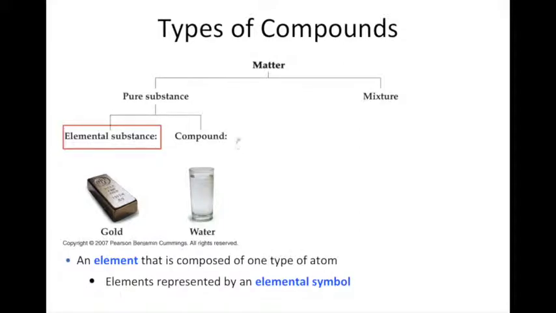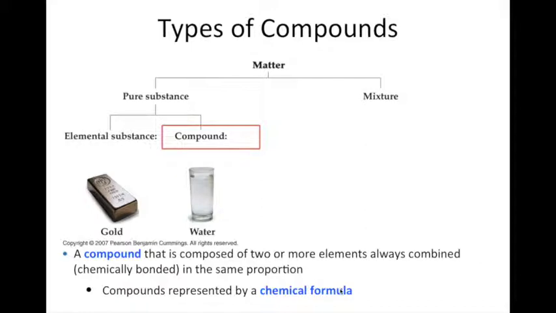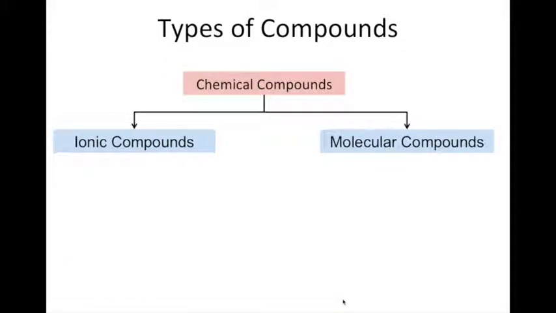Elements are substances that are composed of only one type of atom throughout, and we represent those with an elemental symbol. Compounds, however, are composed of two or more different elements that are chemically bonded together. And we represent chemical compounds using a chemical formula. So we want to focus our discussion here on the types of chemical compounds. And there are two major types that we want to discuss here, which are ionic compounds and molecular compounds.